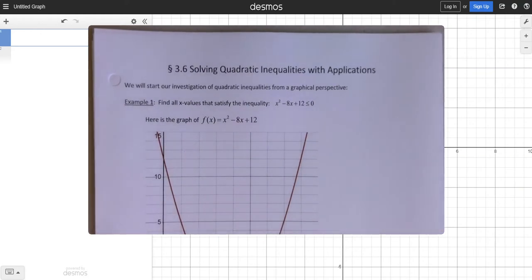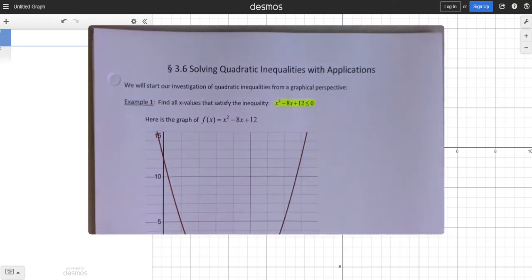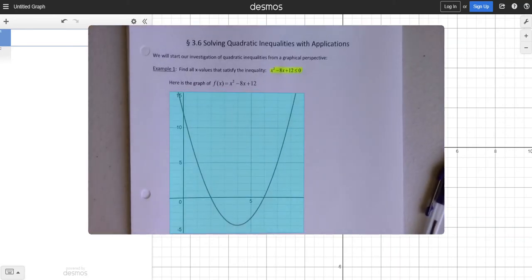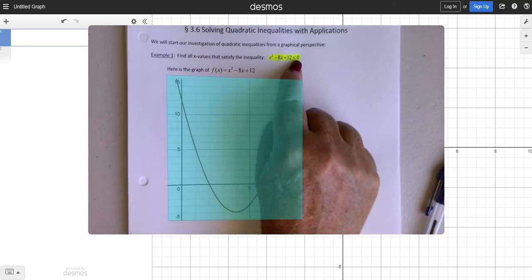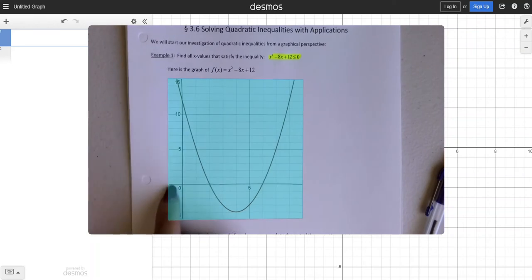We would like to know when the quadratic function x squared minus 8x plus 12 is less than or equal to 0. What I've done for us here is I've just printed out the actual function, the x squared minus 8x plus 12. And if you look at this, I think graphically, it's relatively simple to see where that graph dips below, or in other words, is less than 0, right? The x-axis represents y equals 0.